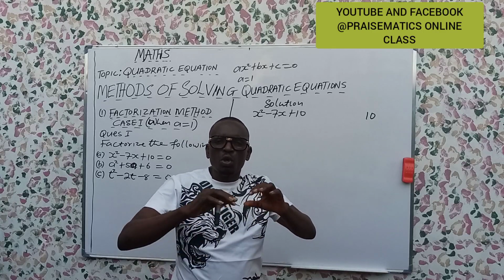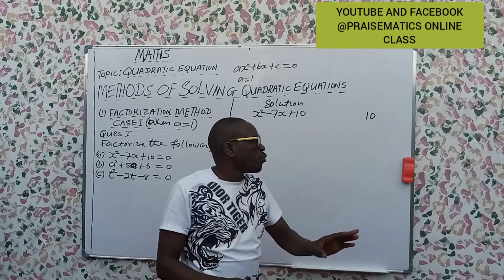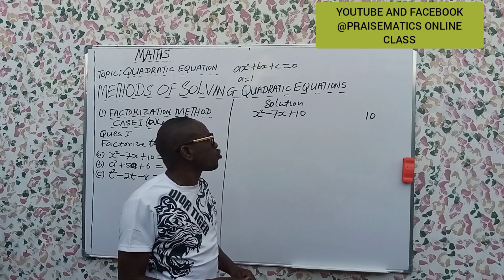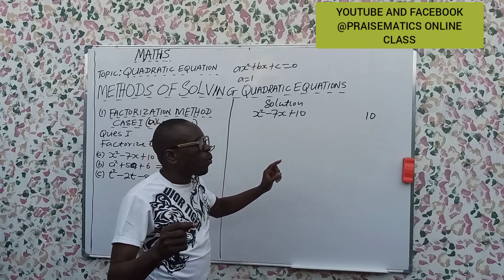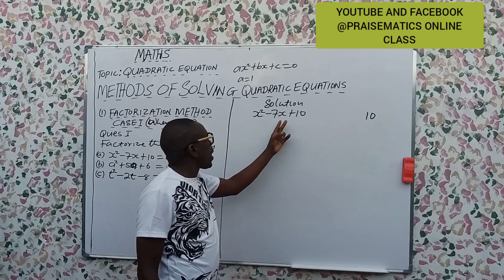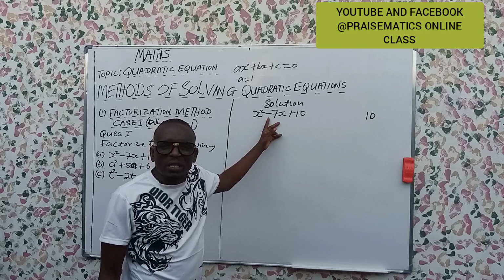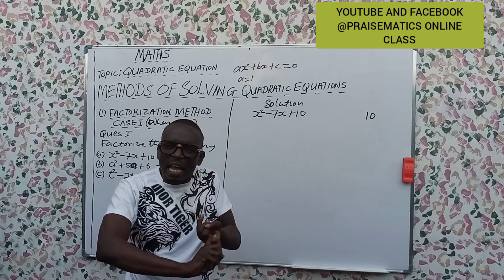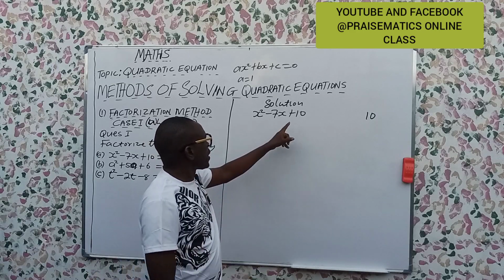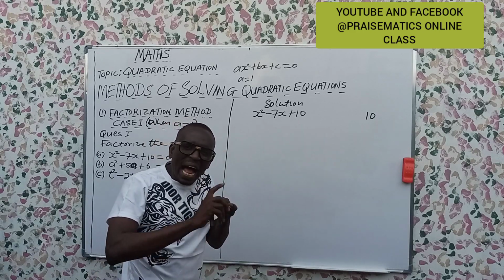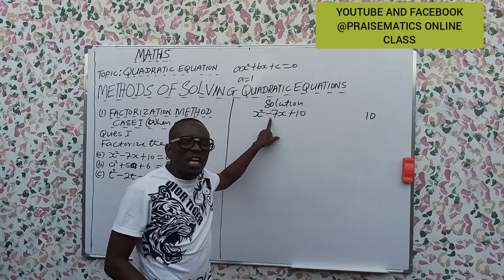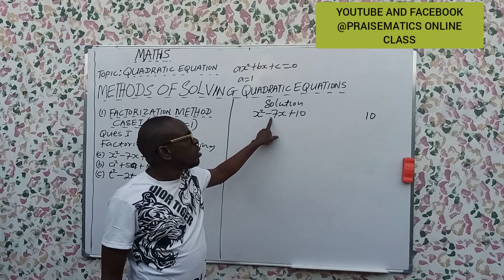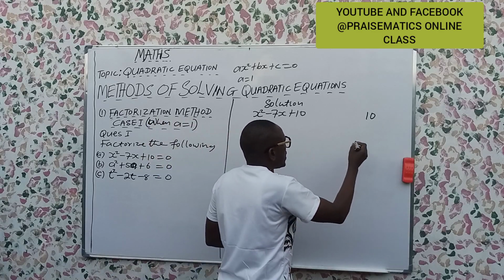Factors of 10 are those two numbers that when you multiply them, you get 10. We have many of them. But the condition for this factorization method is this: what are the two numbers that when you multiply, you get 10, but when you add them, you get the coefficient of x? And the coefficient of x here is minus 7.